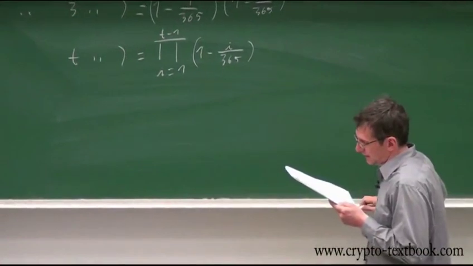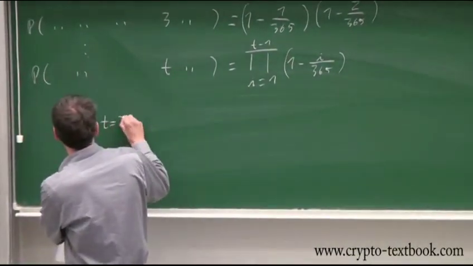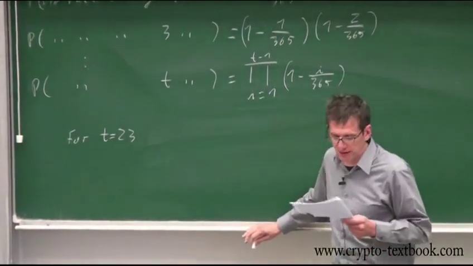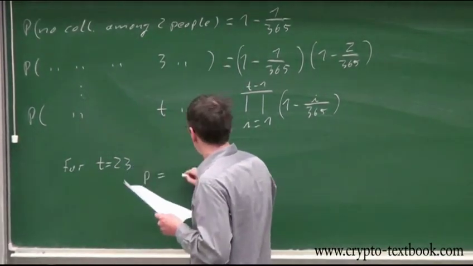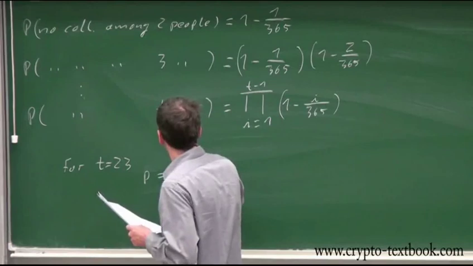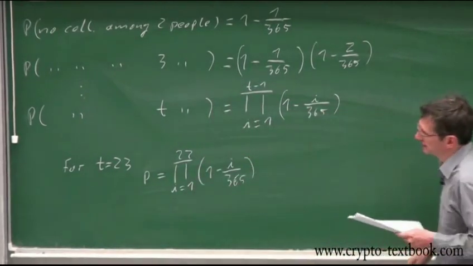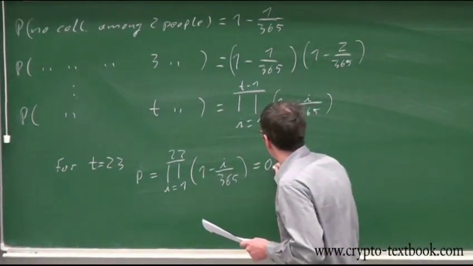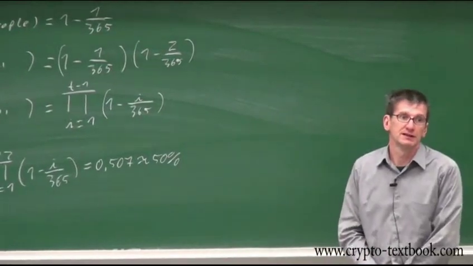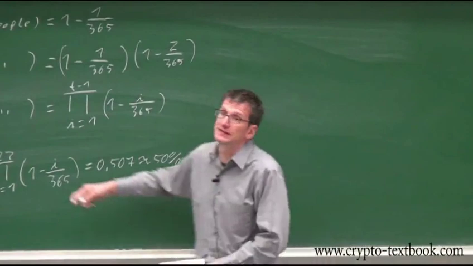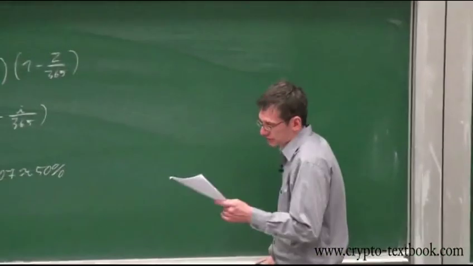Okay, so it turns out for T equals 23, so that means if you have 23 people in the room, we get the product symbol running from 1 to 22. We have a 50% chance of this happening. Okay? And that's the birthday paradox. This is not 365 anymore, it's 22. And if you do the math, this is roughly the square root. Okay? So now we're going to talk more about that.